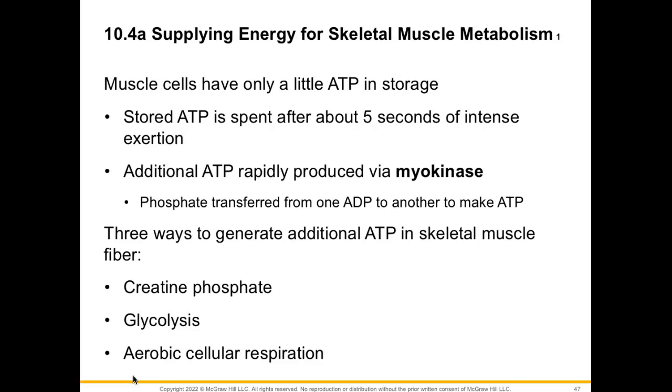Our muscle cells have just a little bit of ATP storage. Stored ATP is going to be spent after about 5 seconds of intense exertion, and additional ATP is rapidly going to be produced by an enzyme known as myokinase. Phosphate will be transferred from one ADP to another in order to make ATP. And so we're going to talk about 3 ways in which we can generate ATP in our skeletal muscle fiber. It'll be through creatine phosphate, glycolysis, and aerobic cellular respiration.